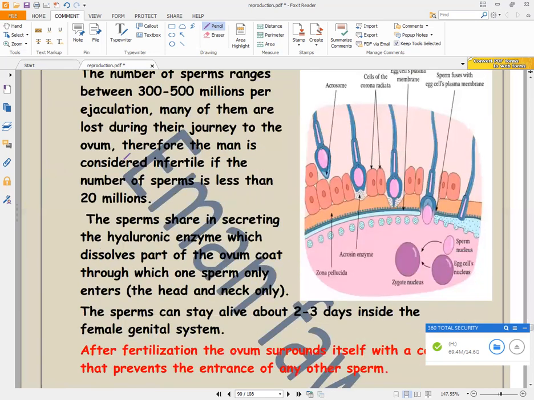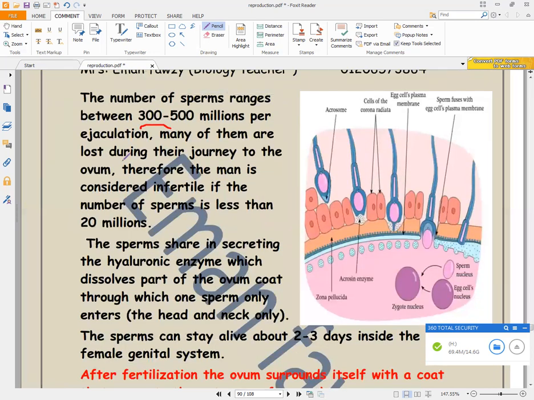So the number of sperm ranges from what? From 300 to 500 million per ejaculation. Many of them are lost during their journey to the ovum. Therefore, the man is considered infertile if the number of sperm is less than what? Less than 20 million, okay?